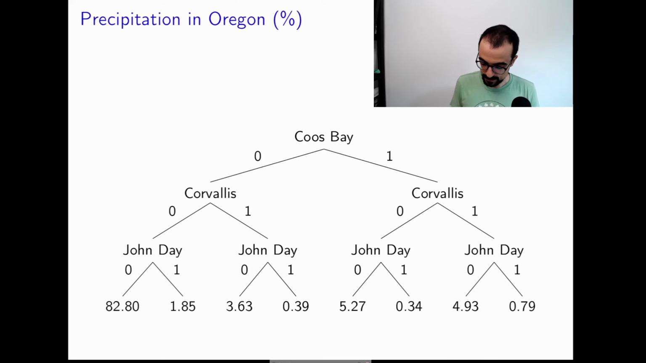And we use those data to compute the joint PMF. Okay, so for example, this number here tells us that 0.39% of the time it was not raining in Coos Bay, it was raining in Corvallis, and it was raining in John Bay. Okay, just to be clear about what that means. But now, what if we're interested in Coos Bay and Corvallis, but we don't care about John Bay? So for example, we might want the probability that it does not rain in Coos Bay and it does not rain in Corvallis, but we don't care about John Bay.